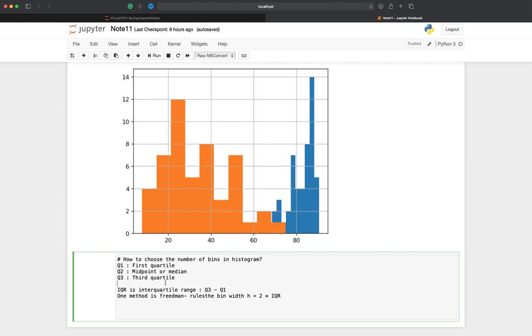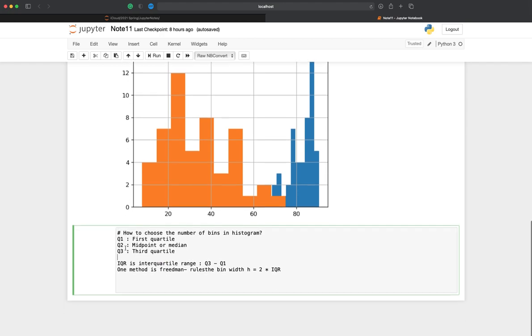Okay, so let's go back to this one. Now we know what is Q1, Q2, Q3. Now we know what is interquartile range, Q3 minus Q1. And one point here, we use interquartile range to find the influential points or outliers. Okay, so the method that tells us the width of the bin says 2 times the interquartile range multiplied by n, which is the number of observations.